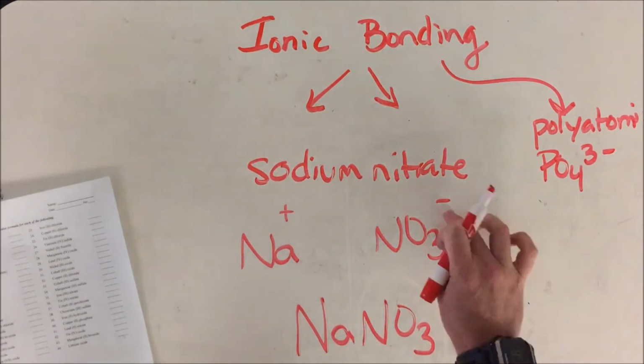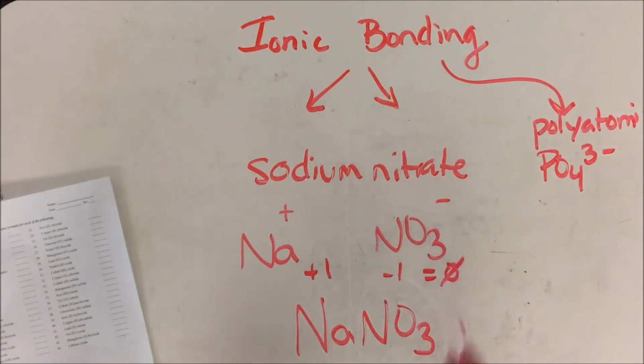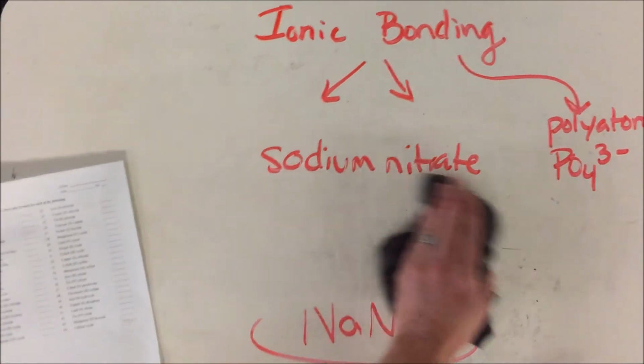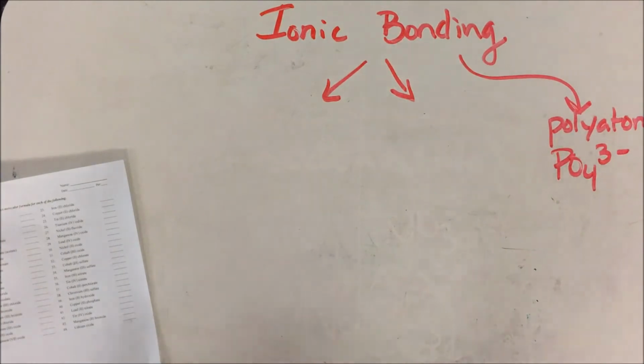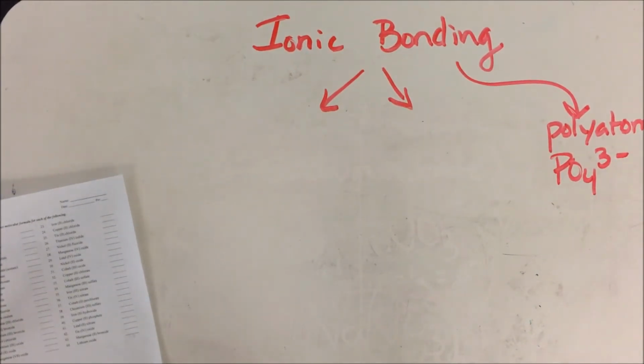So NO3 is a -1. I have a total of -1 charge. Na is a +1. My overall net charge is 0. So this is what I'd write down for my answer. That was the answer to number 1, sodium nitrate. Now I'm going to go on and do something a little bit more difficult, like number calcium nitrate. No, number 13.